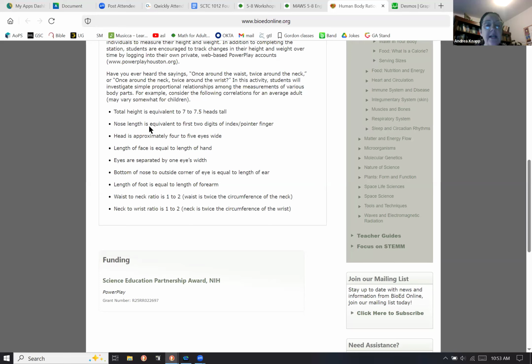The waist to neck ratio. So if you measured around your waist and around your neck, and then you unfolded that string or measuring tape, the ratio is 1 to 2. So in other words, your waist circumference is twice the circumference of your neck, and the neck to wrist ratio is 1 to 2. So your neck is twice the circumference of your wrist.